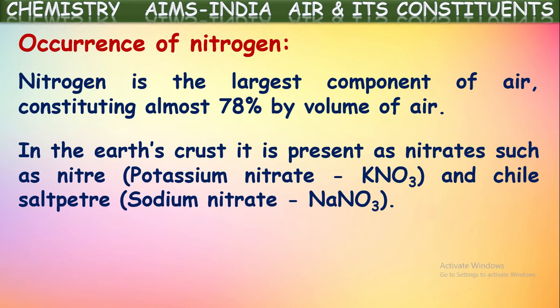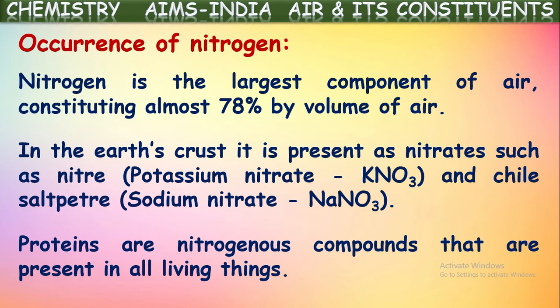In the earth crust, it is present as nitrates such as niter, which is chemically potassium nitrate, KNO3. Sodium nitrate, NaNO3, is commonly called Chile saltpeter. So nitrogen is present in the earth crust in the form of nitrates. In the free form, it exists largely in the atmospheric air, around 78% of it. In this way, nitrogen occurs in both the free state and the combined state.